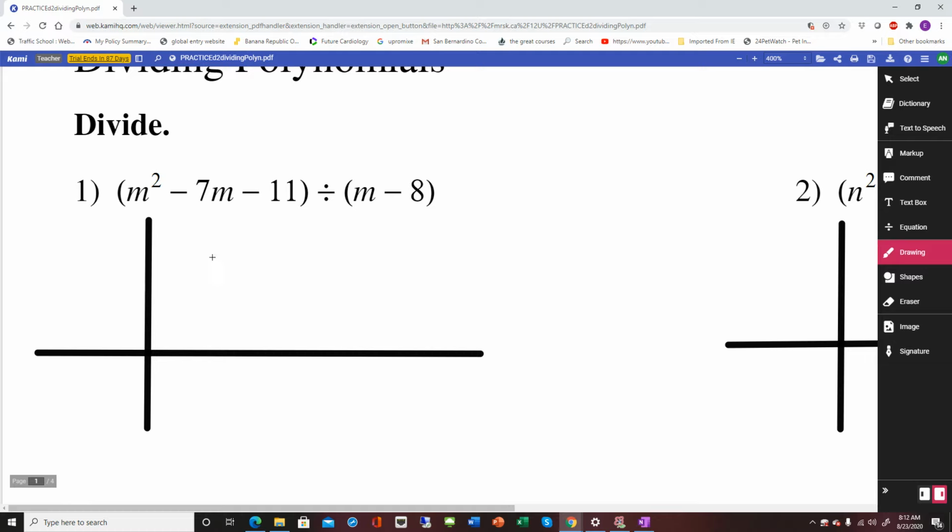Today we're going to work on some synthetic division. Okay, we're going to start off easy. Make sure our divisor just has two terms. Make sure the coefficient of our linear term is just 1 in our divisor. Okay, so let's get started.